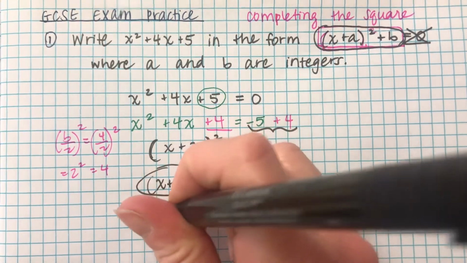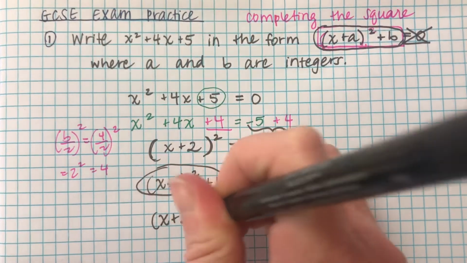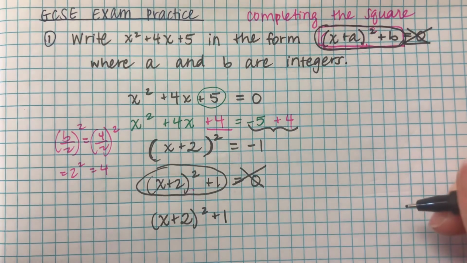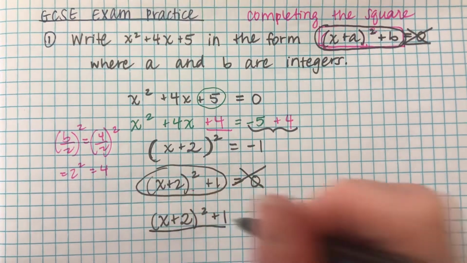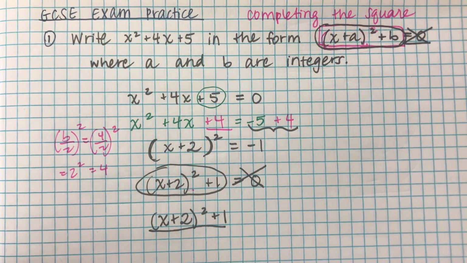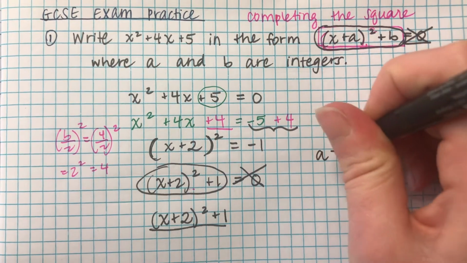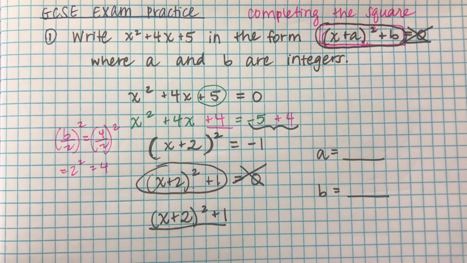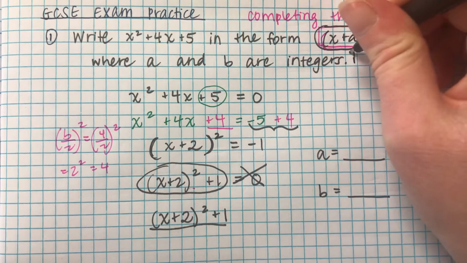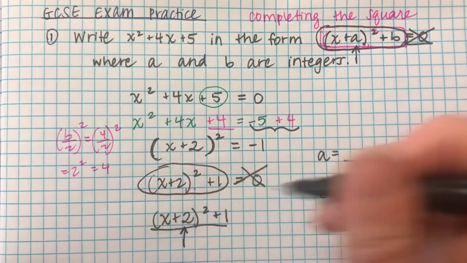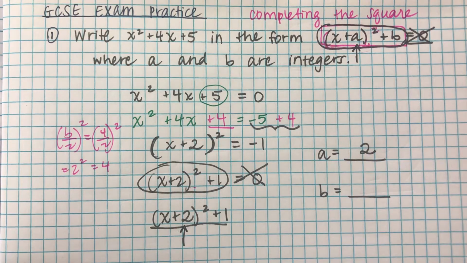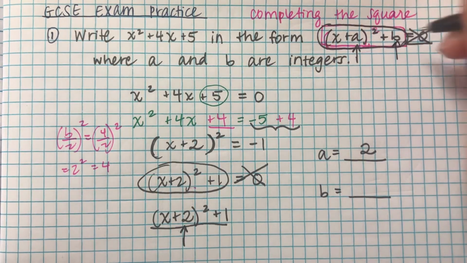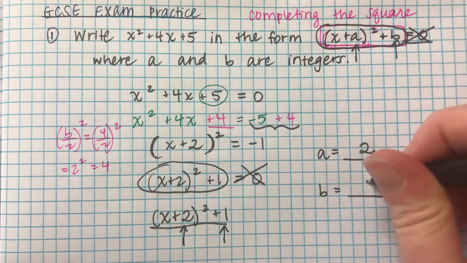If the question was just asked this way, you would just write x plus 2 all squared plus 1, and then you're done. However, there's another type of question where they might ask you what is the value of A and what is the value of B, and you would just fill in those values. So we know that whatever is added to x in the brackets squared is the value of A, so 2 here, and then B is the value that's added on at the end, 1.